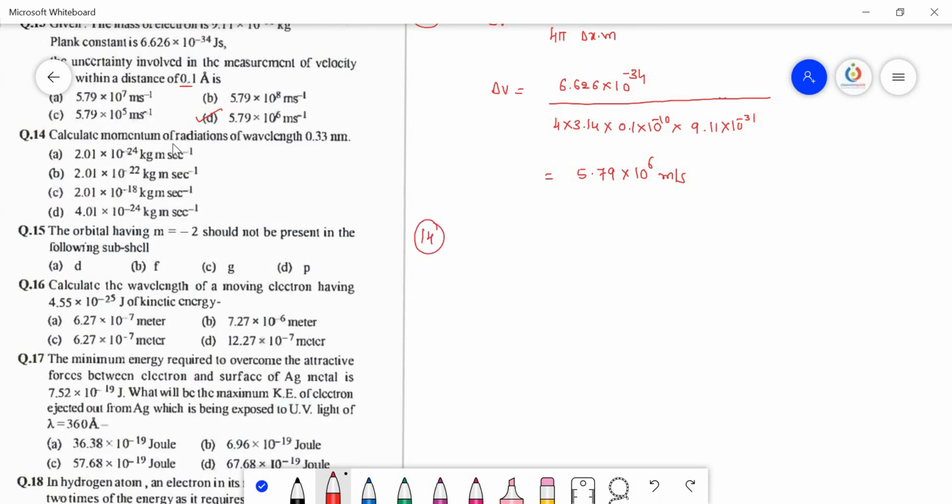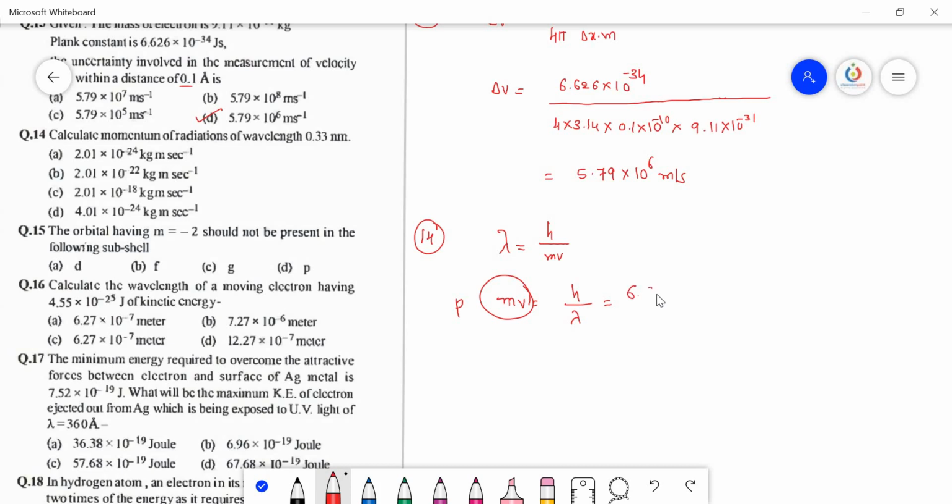Calculate the momentum of radiations of wavelength 0.33 nanometer. So we know that de Broglie's equation is lambda equals h by mv, and mv equals h divided by lambda. They asked to calculate the momentum, so this value equals the momentum. So we can write P here directly.